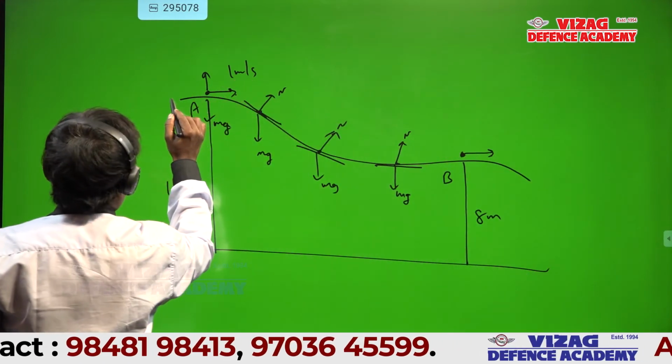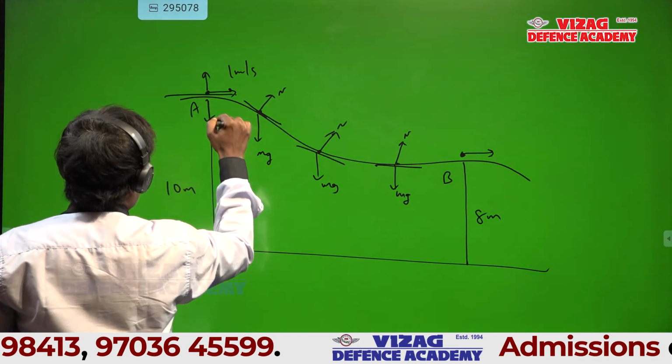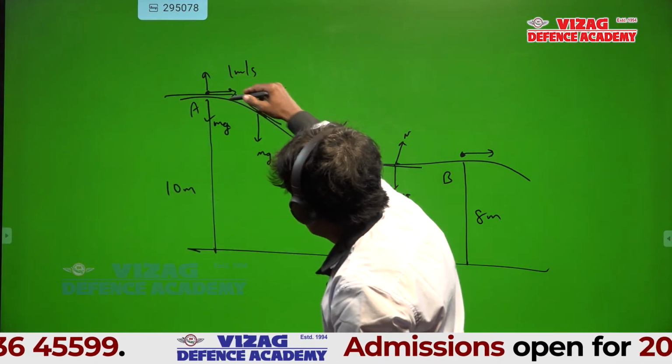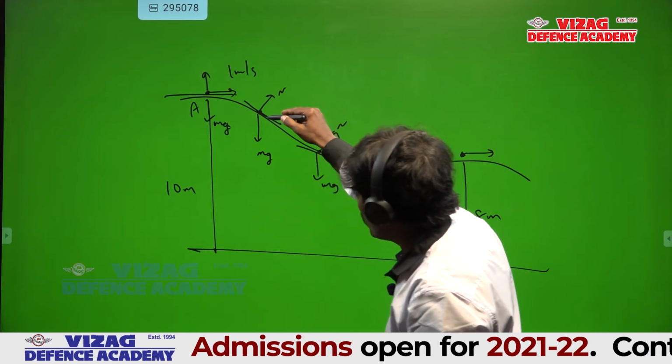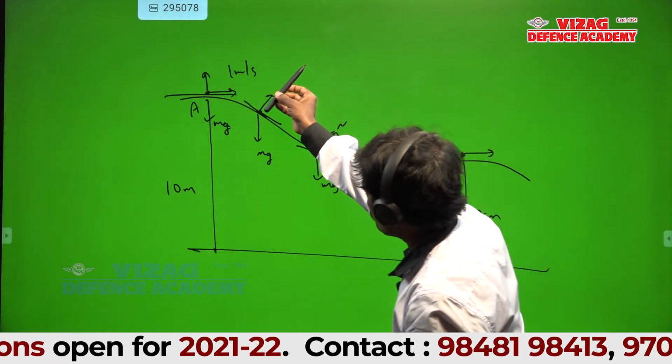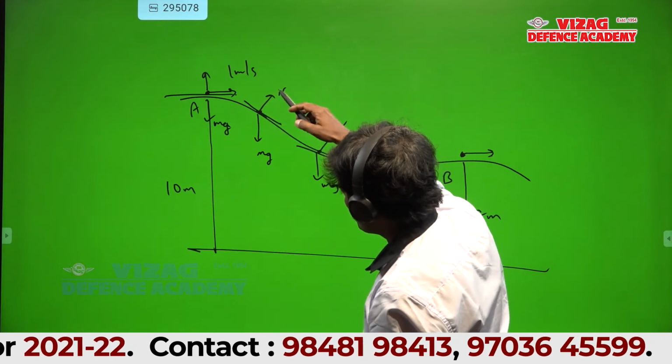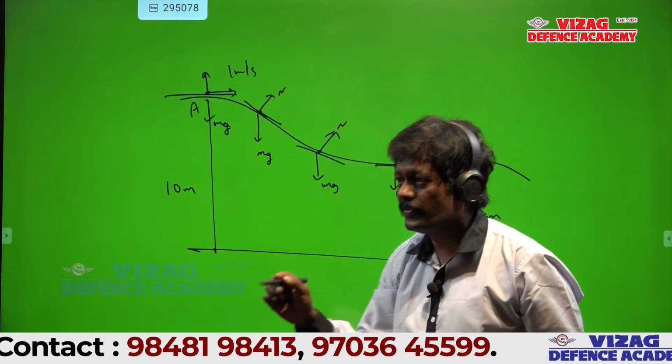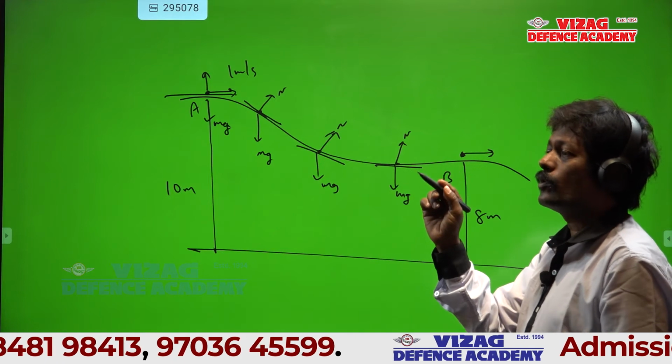I will draw one tangent here. Mg is perpendicular at this point. Here mg is not perpendicular to the surface. Check there. Normal reaction is perpendicular to the surface. Mg is not. When I say surface, there you have to draw gravitation.